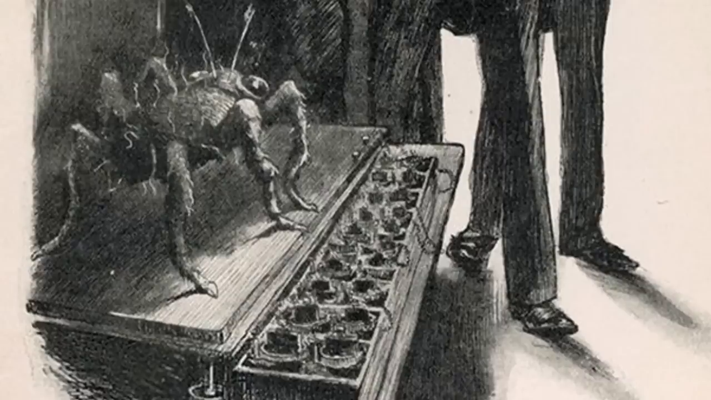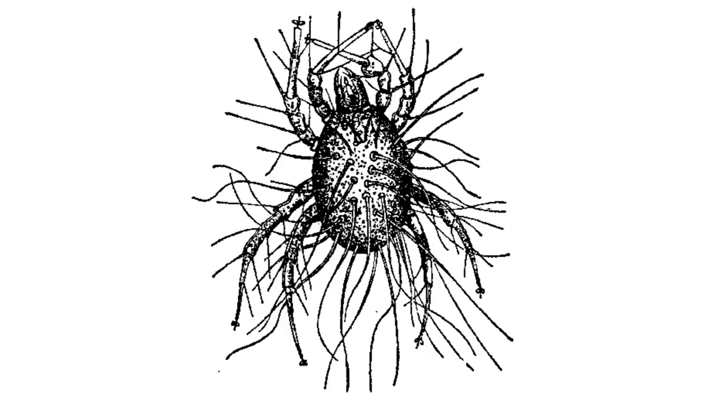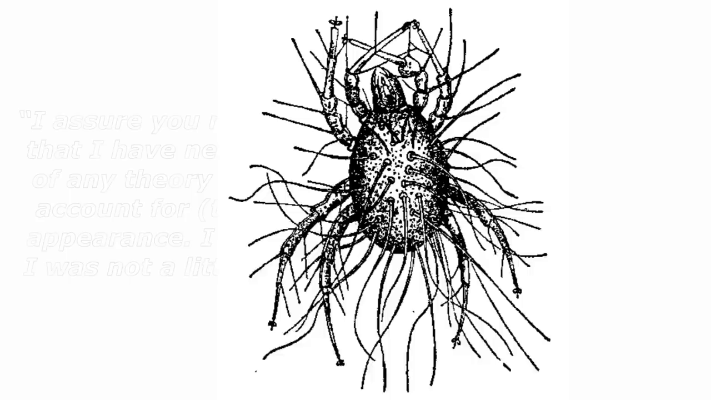Others were skeptical of the experiment, and some scientists even tried to recreate it, allegedly with successful results. The controversy eventually got Cross to speak out against the idea that he was at all intentionally trying to create life within his experiment, saying, "I assure you most sacredly that I have never dreamed of any theory sufficient to account for the insect's appearance.